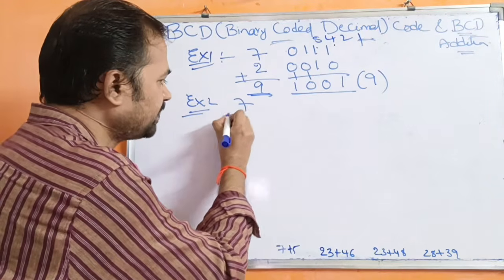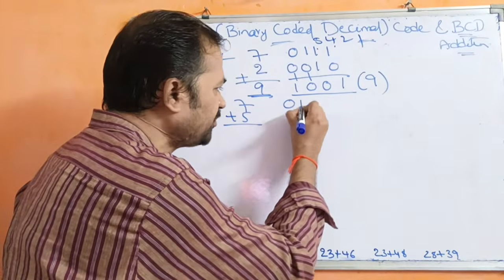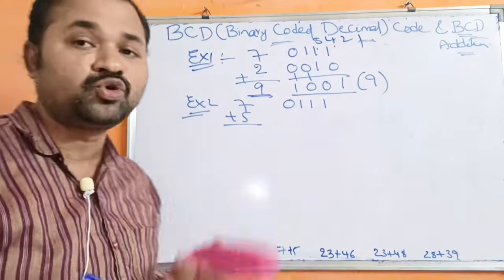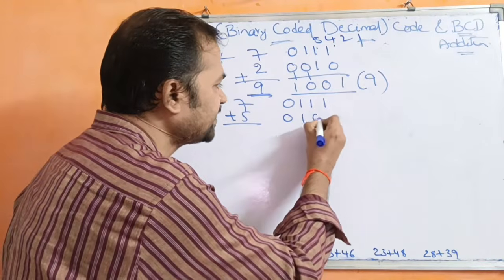7 plus 5. So how to represent 7 in BCD notation? 0111. How to represent 5 in BCD notation? 5 means sum of 4 and 1. So 0101.